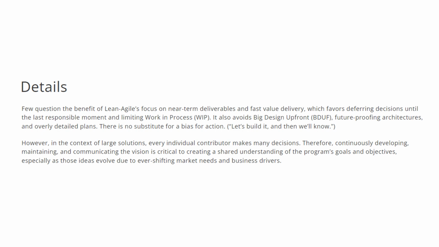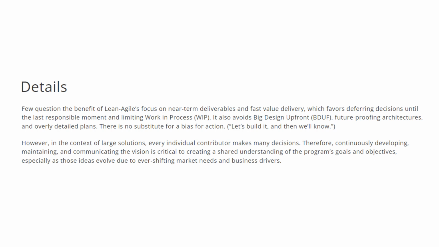Therefore, continuously developing, maintaining, and communicating the vision is critical to create a shared understanding of the program goals and objectives, especially as those ideas evolve due to ever-shifting market needs and business drivers. What we're trying to say here is that Lean Agile proposes we defer the decision until the last moment. We will limit our WIP. We will do only what is needed. We will not do over-planning.